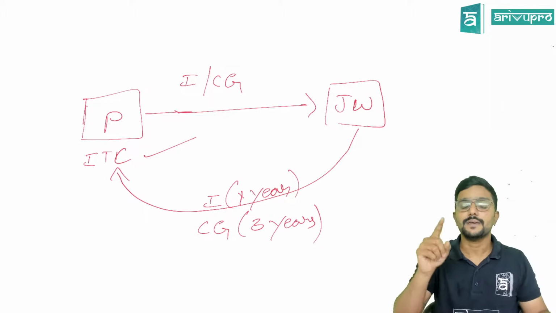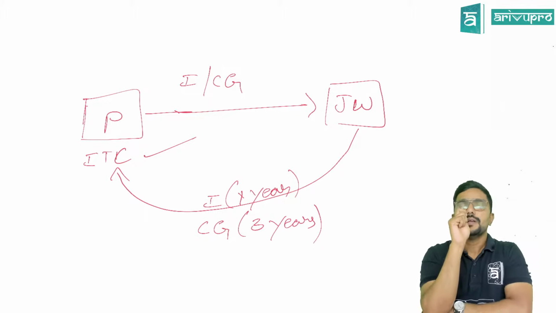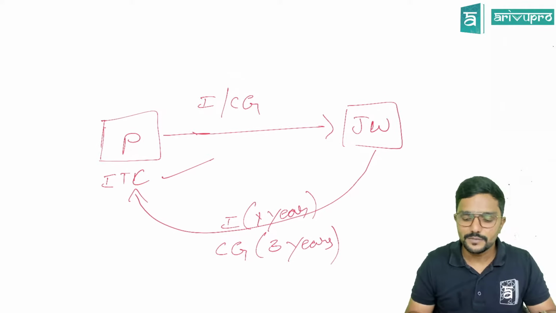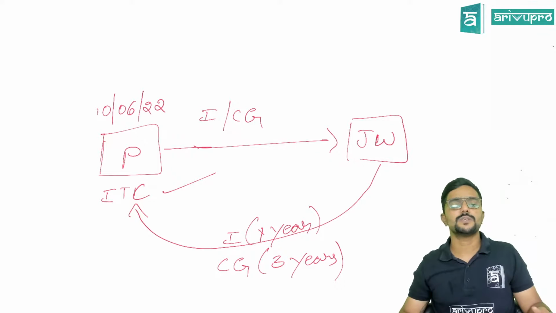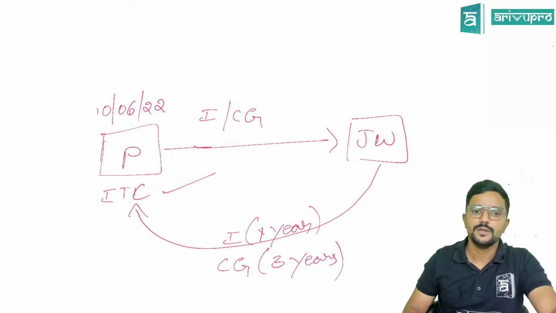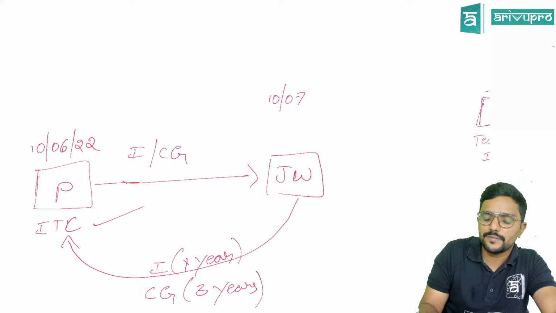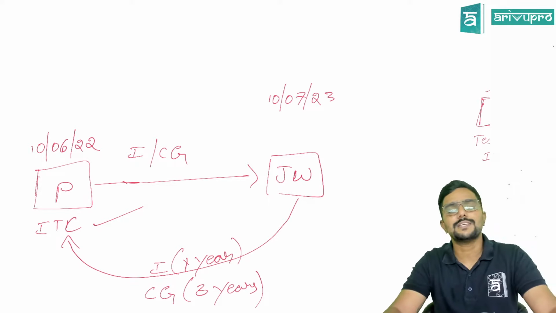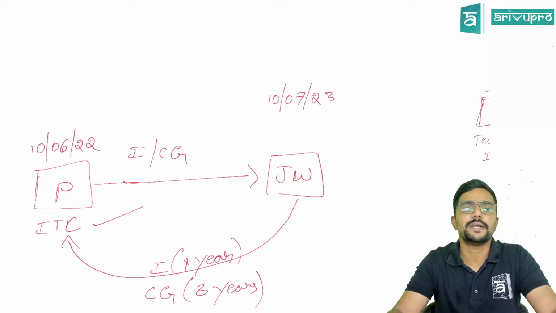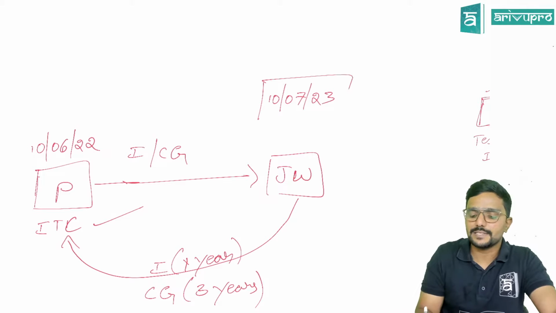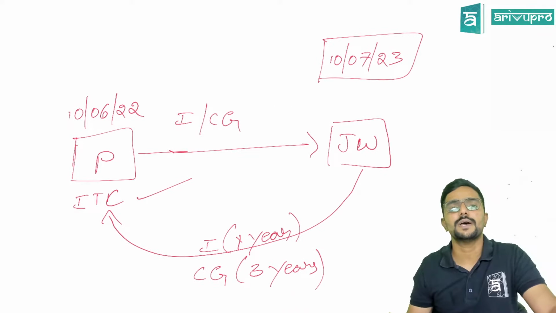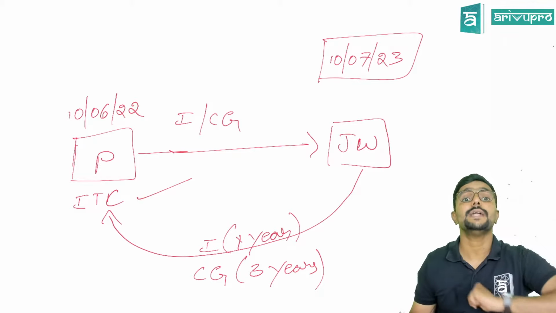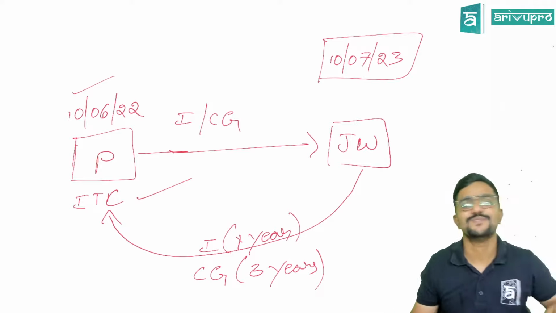Agree? Yes. But please pay attention here. The principal has sent the goods to the job worker on 10th June 22, and he has claimed the credit. Within 1 year, the goods have to be returned by the job worker, that is within 10th July 2023. But the job worker has not returned them. In that case, 1 year has expired. Now, whatever inputs have been sent by the principal to the job worker are deemed to be supplied on what day? On 10th June. Not on 10th July.